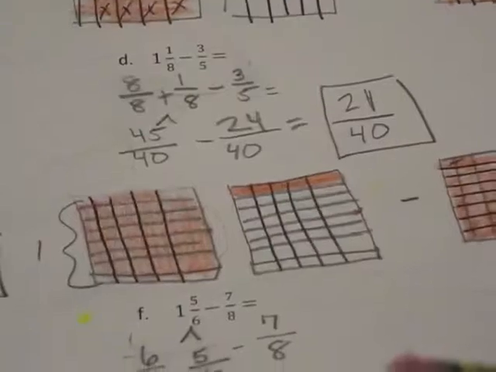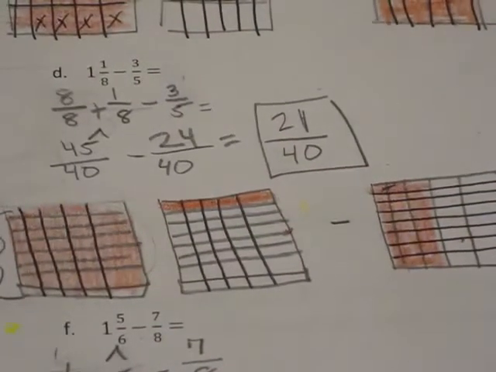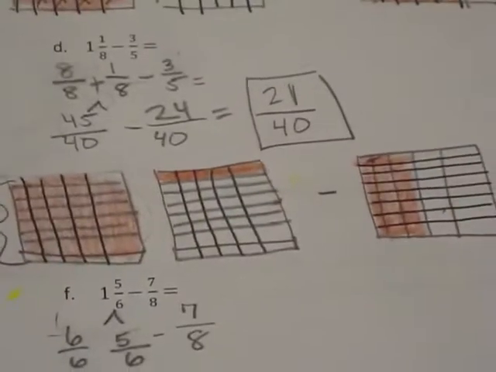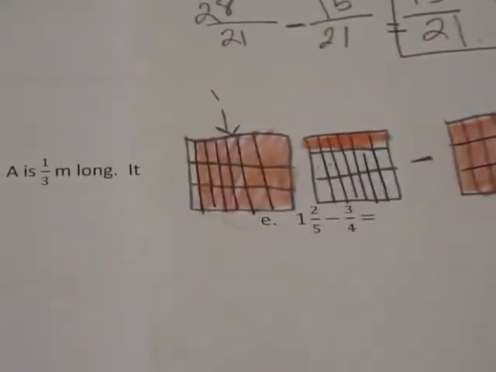Here is D. I already did it for you. Go ahead and pause it, look at it, and we'll go ahead and go on to E.